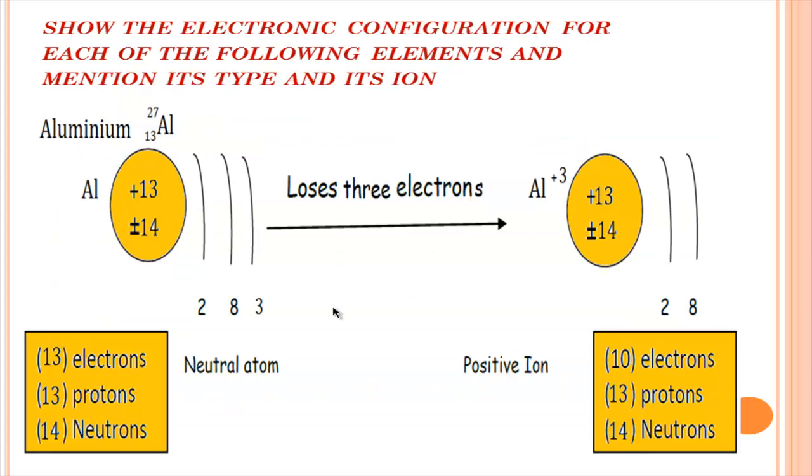Okay, it's a very important question here. Show the electronic configuration for each of the following elements and mention its type and its ion. It's a very important question. The first example, aluminium. Write the electronic configuration of aluminium. Its mass number is 27 and its atomic number is 13.